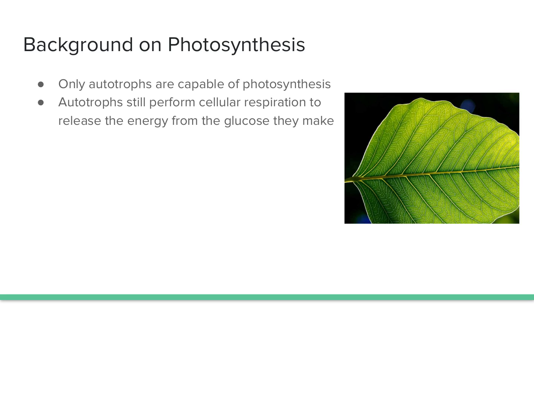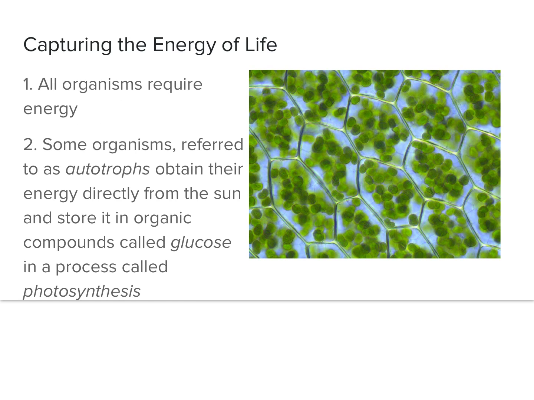A little bit of background on photosynthesis. The only things that can do photosynthesis are autotrophs. They still perform cellular respiration to release energy from the glucose they make, but they also make their own food. We cannot undergo photosynthesis, but some bacteria can, and then obviously all of your plants. So how do we capture the energy of life? All organisms require energy. The autotrophs take it from the sun and store it as glucose, and then, just like us, they take that glucose and convert it into energy.